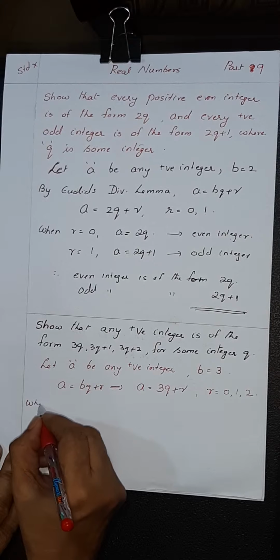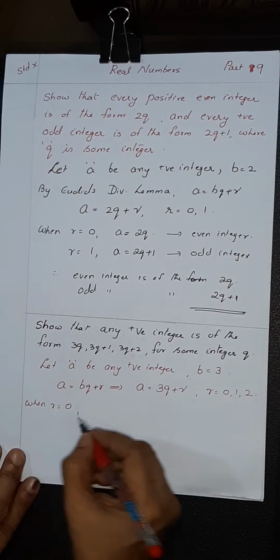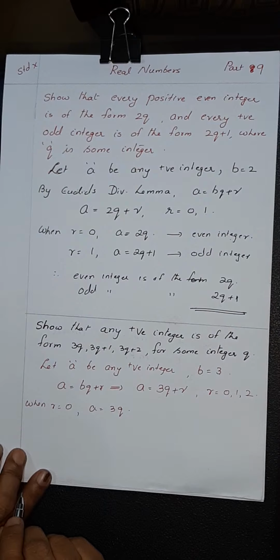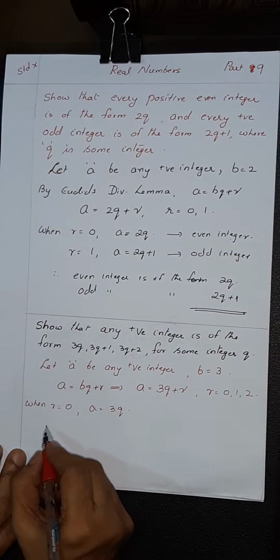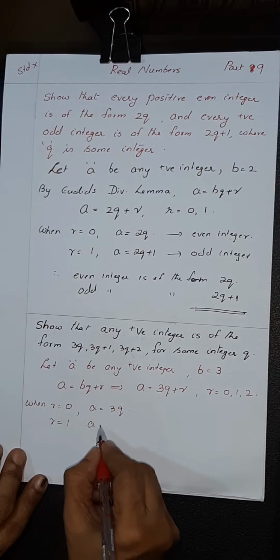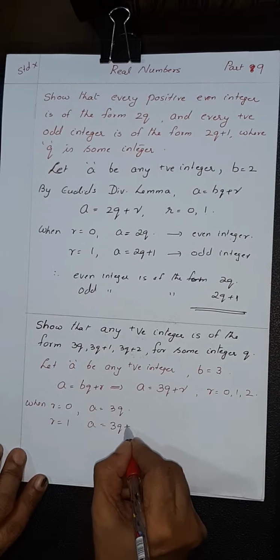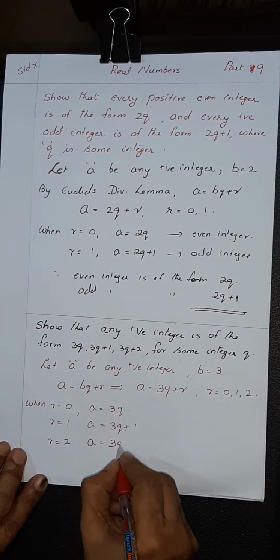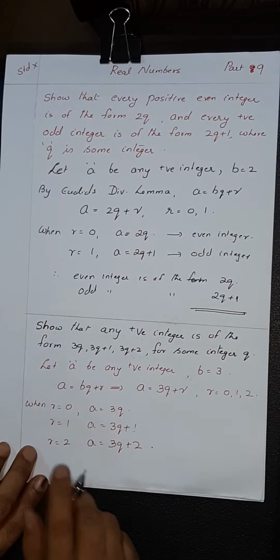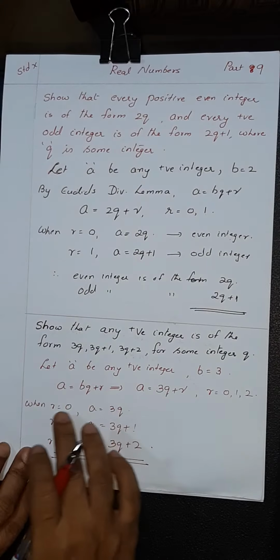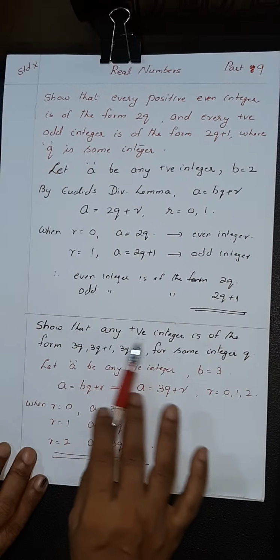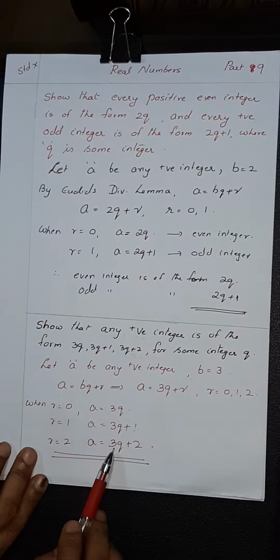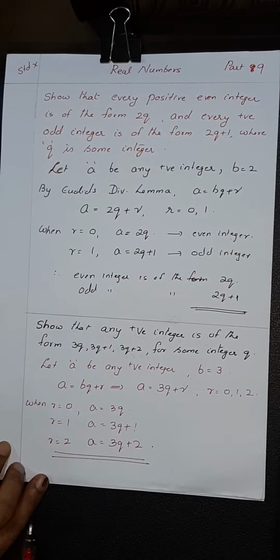Now, when r is equal to 0, you will get a is equal to 3q. When r is equal to 1, a is equal to 3q plus 1. When r is equal to 2, a is equal to 3q plus 2. So that is it. We have proved that any positive integer can be of the format 3q, 3q plus 1 or 3q plus 2.